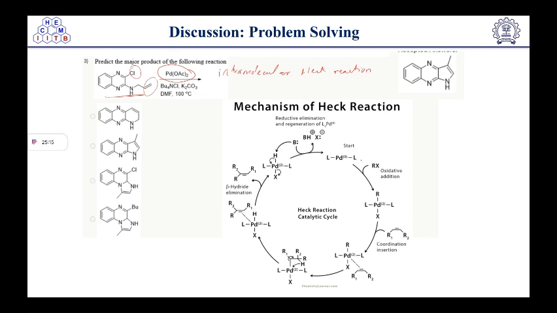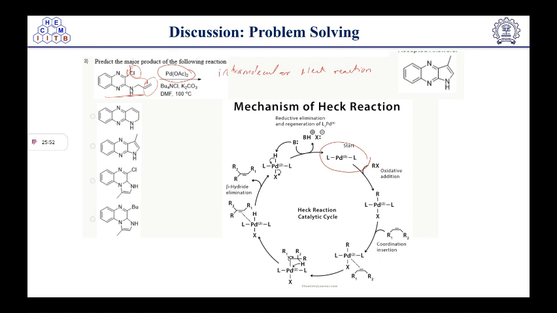The mechanism will remain the same. Palladium 0 will start the reaction, so oxidative addition will take place. That means palladium insertion will take place between the Cl and the carbon. After the oxidative addition, coordination insertion will take place, so here it will get coordinated. After the coordination, the palladium will be in the +2 oxidation state. Then beta hydride elimination will take place, and in beta hydride elimination we'll get the cyclic ring.